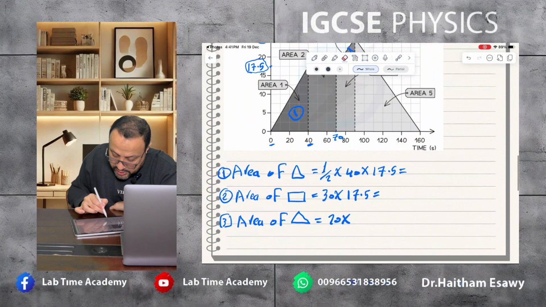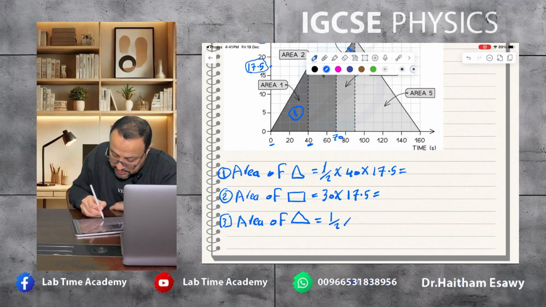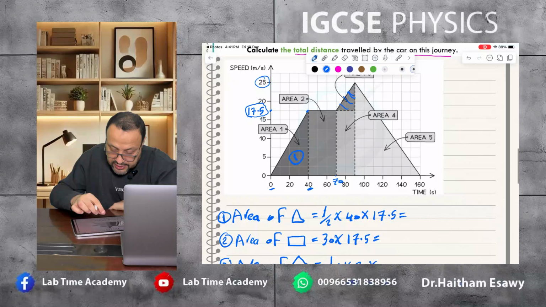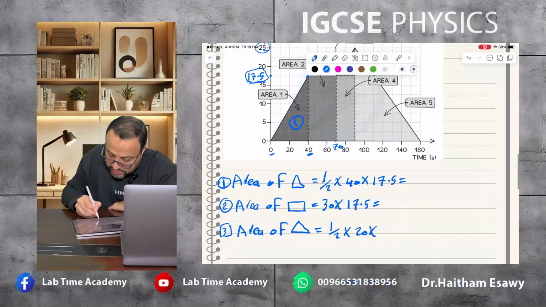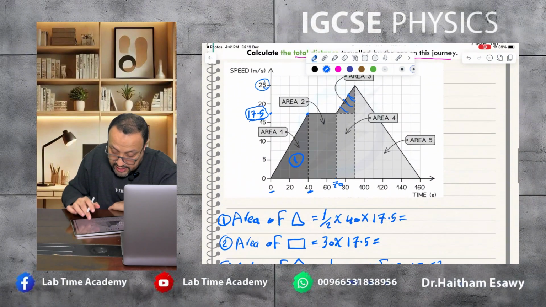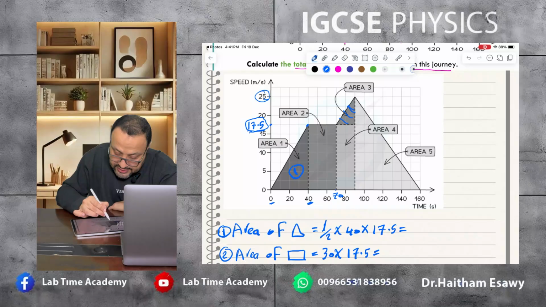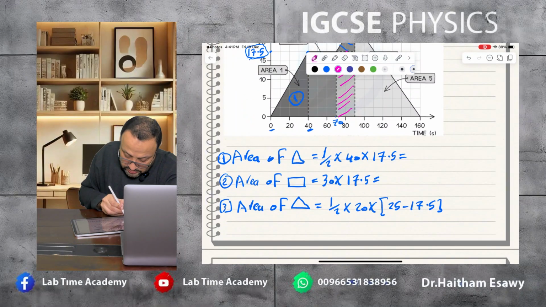So here we have 20, but we have to add half. So we have half times 20 times this height, starting from 17.5 till 25. So 25 minus 17.5. And after that, area number 4. This is area number 4. We have a rectangle. So number 4, area of rectangle.